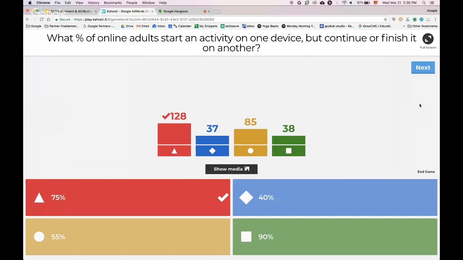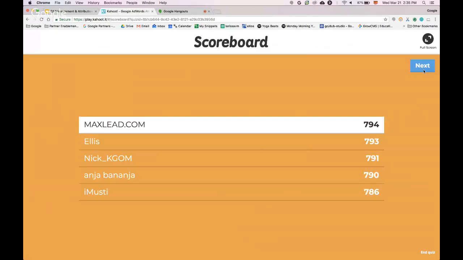This is why we cannot overlook the people that are engaging with us online on just one device, because eventually they're going to be carrying on the rest of their activity elsewhere. Fantastic. So let's check the results. Congratulations, Maxly.com. You're leading the way, followed by Alice, Nick, KGOM, Anya, Badania, and I Must See. Good job. Let's go to the next question.